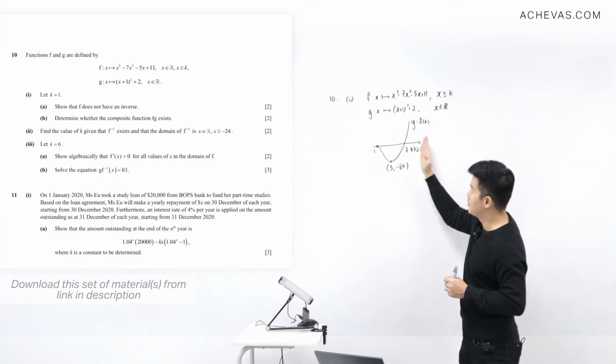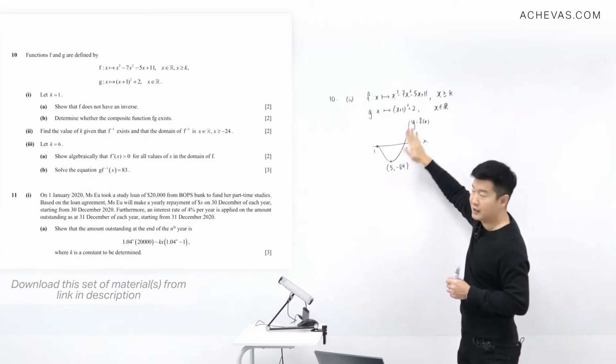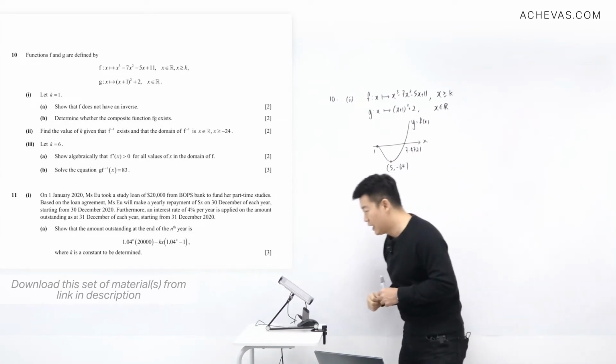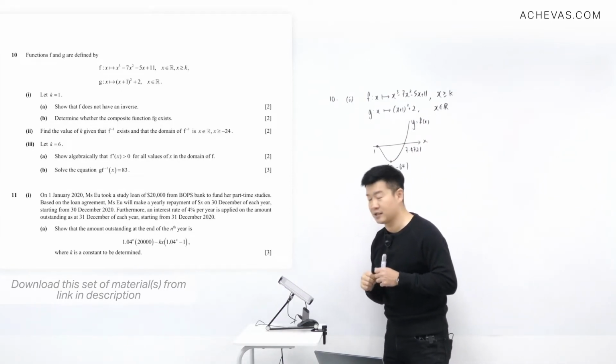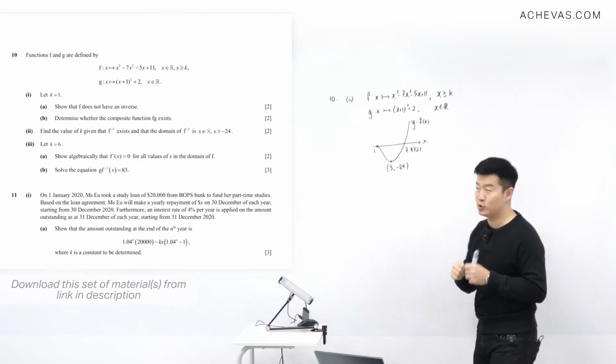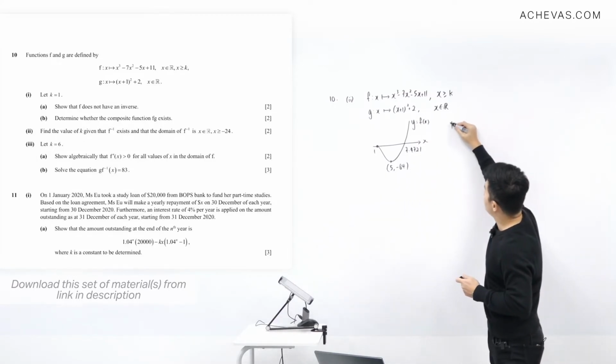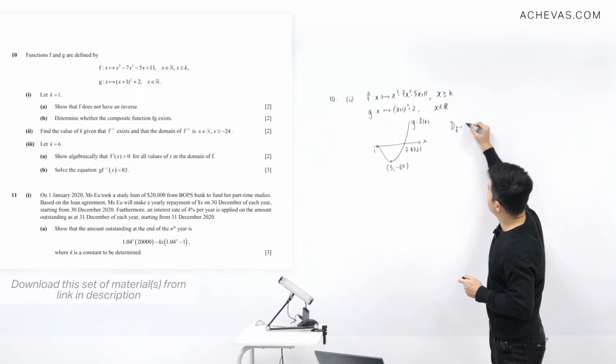Because x is bigger than a particular value and it must pass the horizontal line test. So it's going to be on this part of the graph, and we are going to make sure that the domain of f inverse is such that x is bigger or equal to -24. So the domain of f inverse is going to be from -24 all the way until infinity.